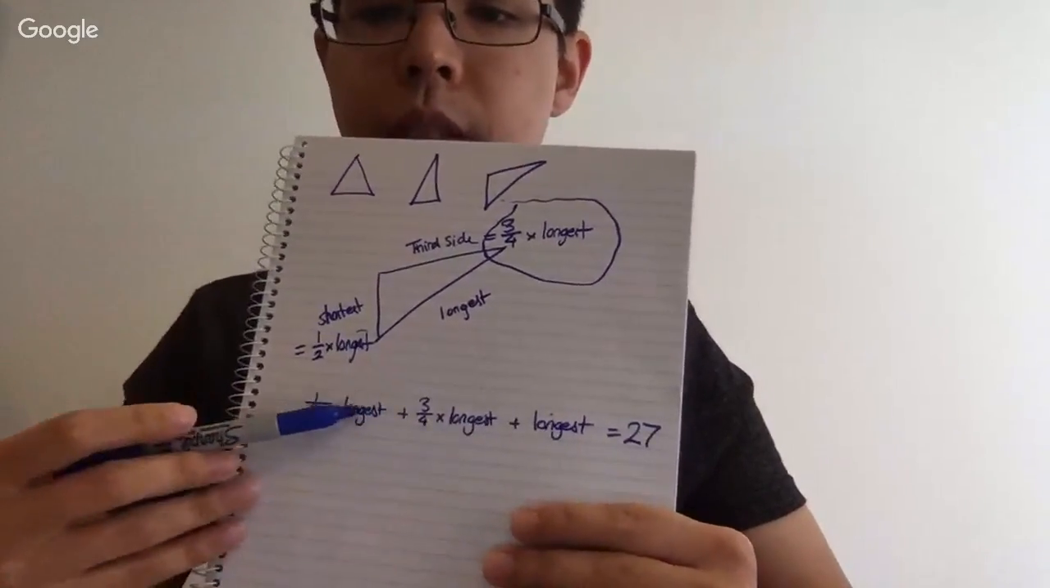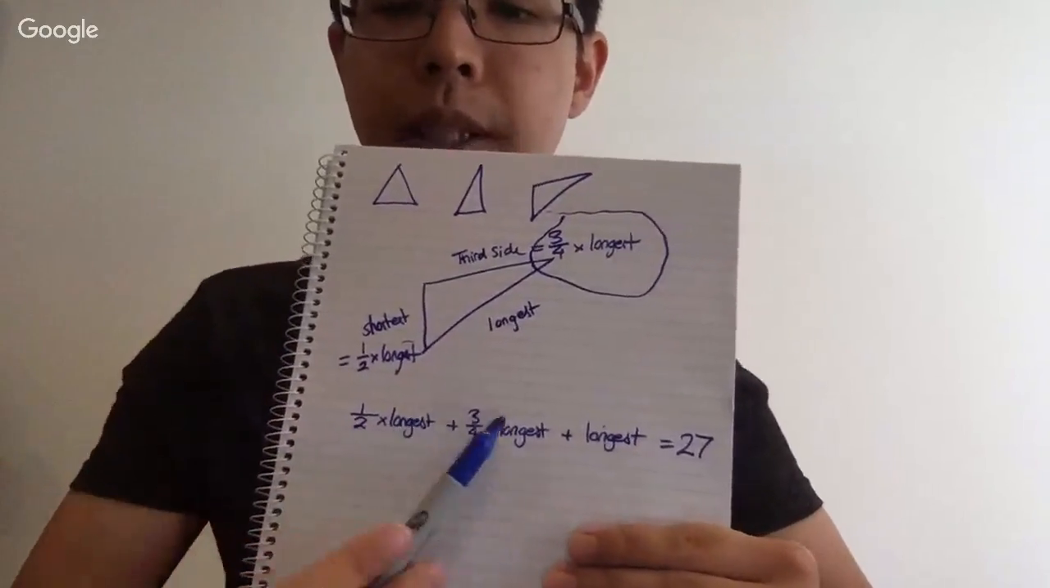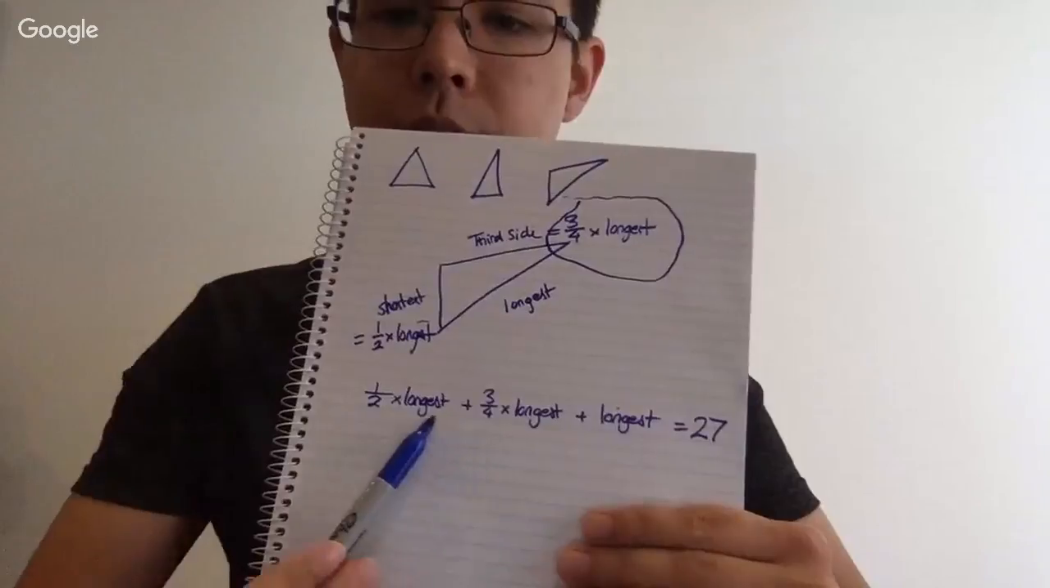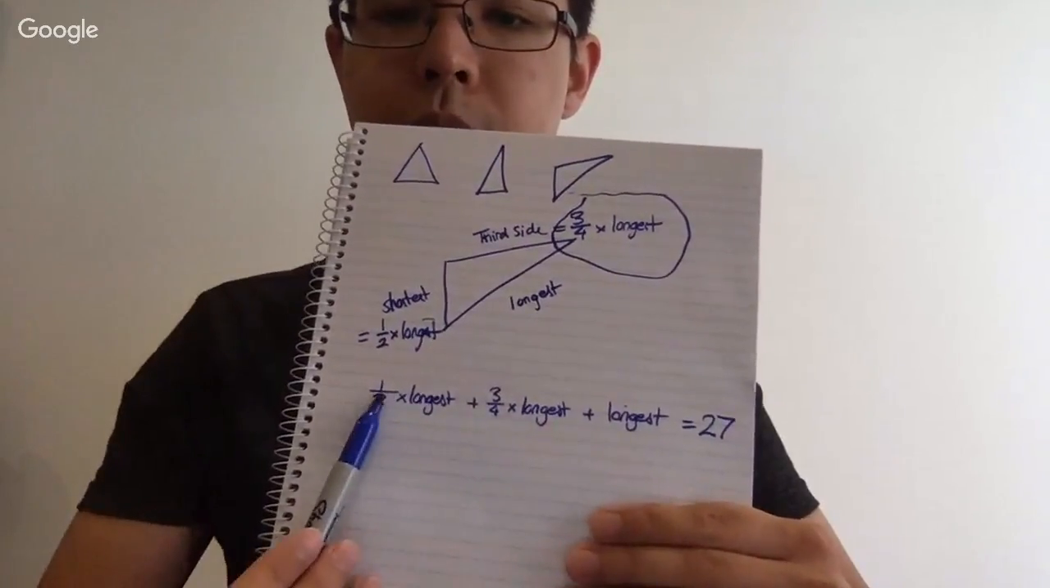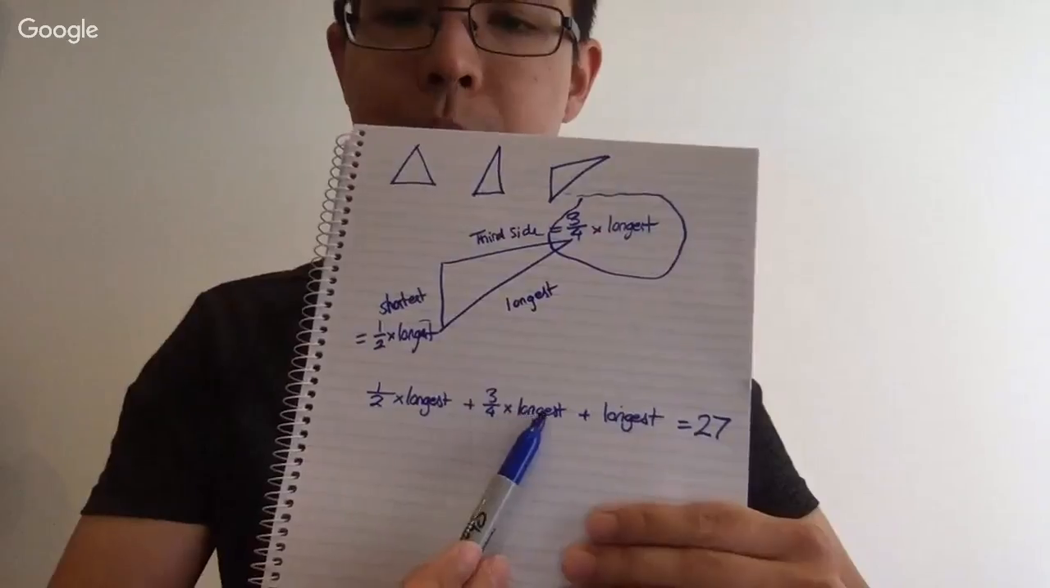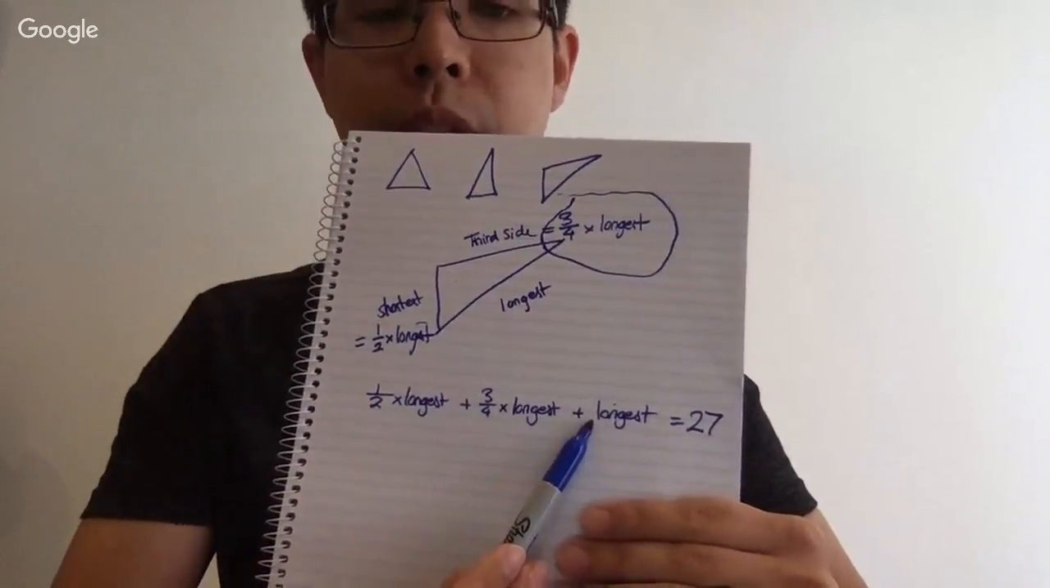27. Now that it's in this form, I'm realizing that I could probably gather a lot of these terms together since everything's just longest. So this is half times longest plus 3/4 times longest plus 1 times longest. Maybe I could sum them together, or not sure if factorizing is a thing that we do in grade 7, but I could probably rewrite this as a half plus 3/4 plus 1.